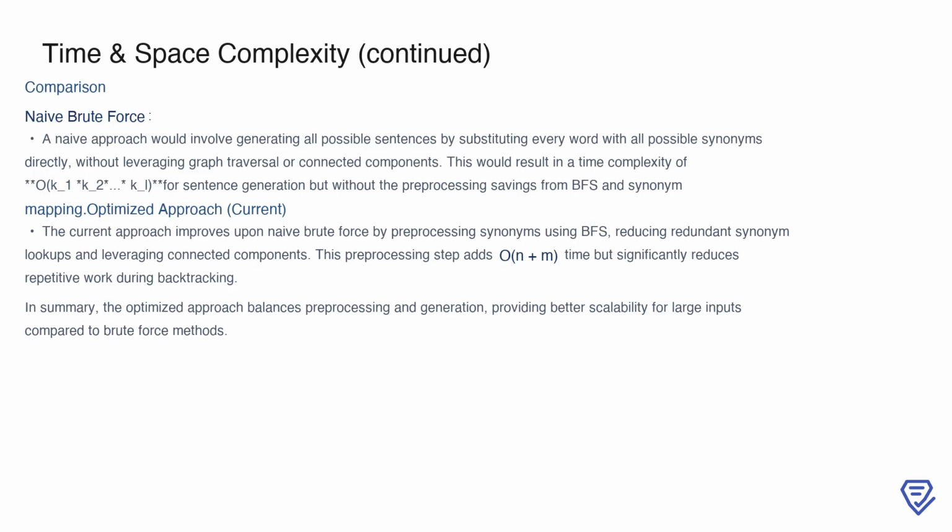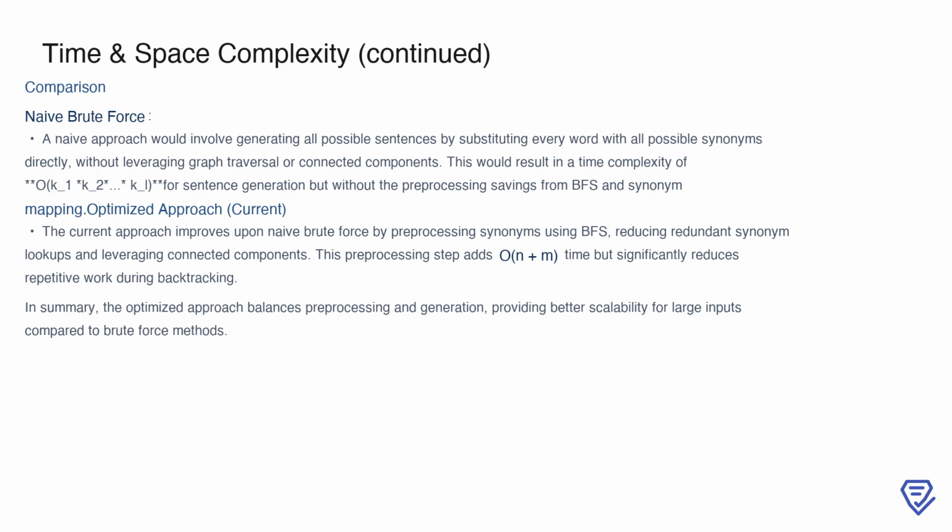Comparing our optimized approach to a naive brute force method highlights the efficiency of pre-processing. A naive approach would generate all possible sentences by directly substituting each word with its synonyms, leading to a time complexity of O(k1 * k2 * ... * kl) for sentence generation but without any pre-processing to streamline the process. In contrast, our optimized approach reduces redundant computations by pre-processing the synonyms. By using BFS to identify connected components, we avoid repetitive synonym lookups and ensure that generation is more efficient.